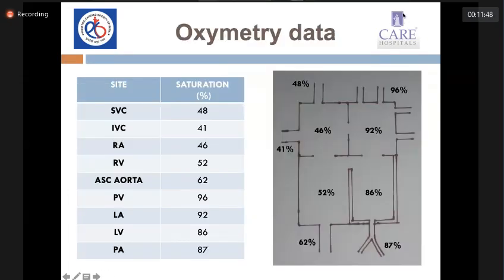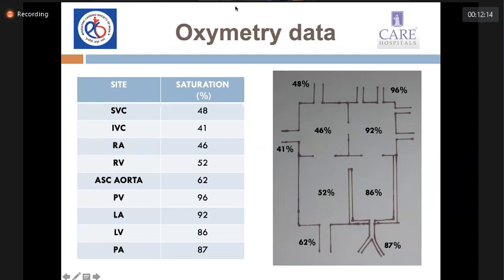Sir, this is the oximetric data which is given. First of all, the femoral arterial saturation, ascending aortic saturation is 62. It suggests that this is a cyanotic condition, which was obvious from our history also. The SVC saturation is 48 and IVC is grossly desaturated, almost 62. So he is grossly desaturated.